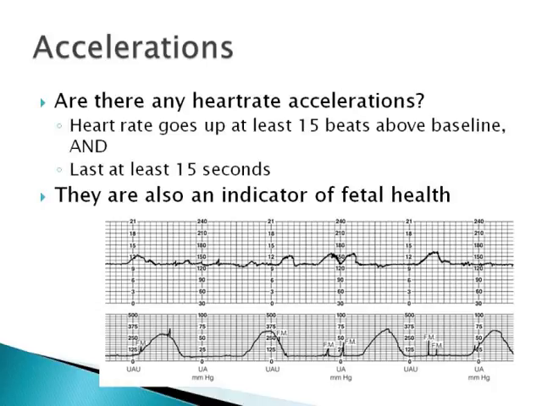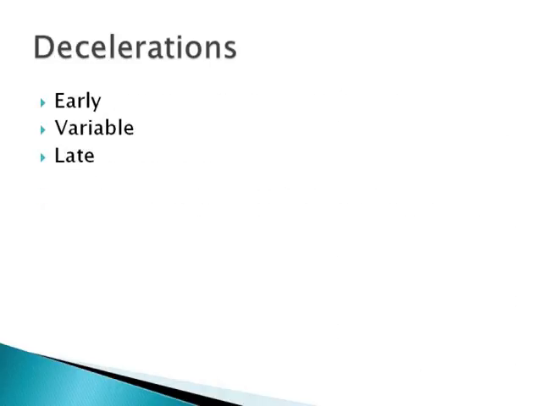First, you've identified the baseline, and then you're looking for where the heart rate goes up above that baseline. An acceleration is when the heart rate goes up at least 15 beats per minute above that baseline and lasts for at least 15 seconds. Okay, decelerations come in 3 brands: early, variable, and late.